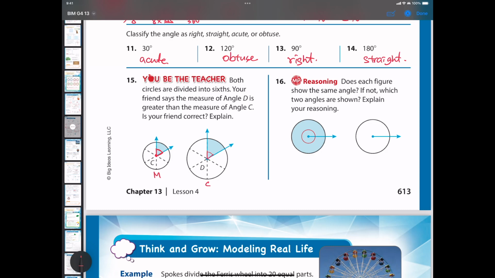Okay, maybe if they ask you which piece is bigger, of course, the answer will be different. But they're asking us about angle C and angle D. The angle stays the same, because they cut this circle, let's say pizza, into 6 equal pieces and the degrees won't change. Okay, so the answer is no. Let's say the angle stays the same.